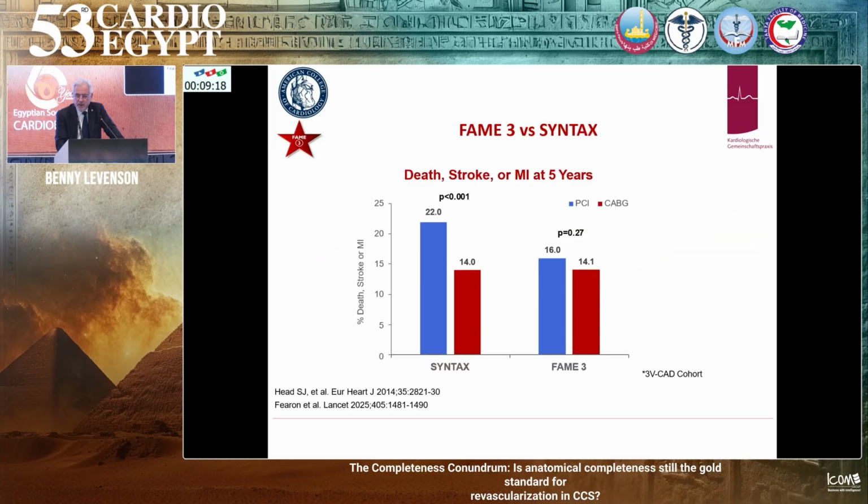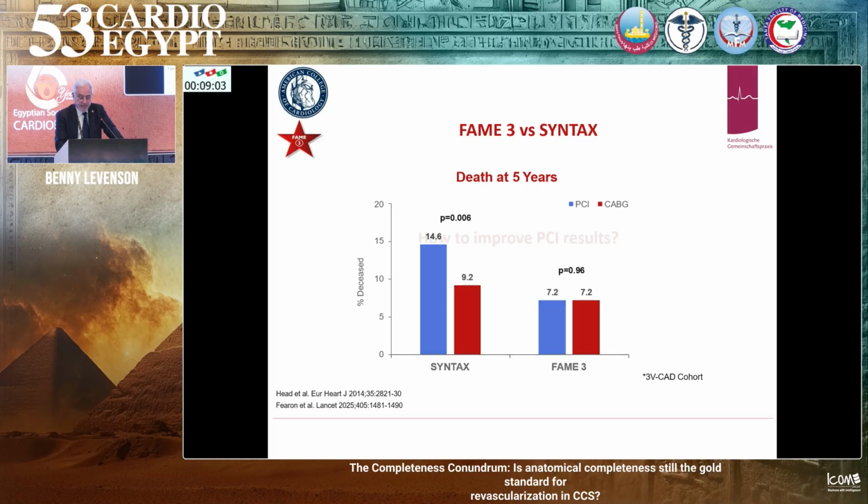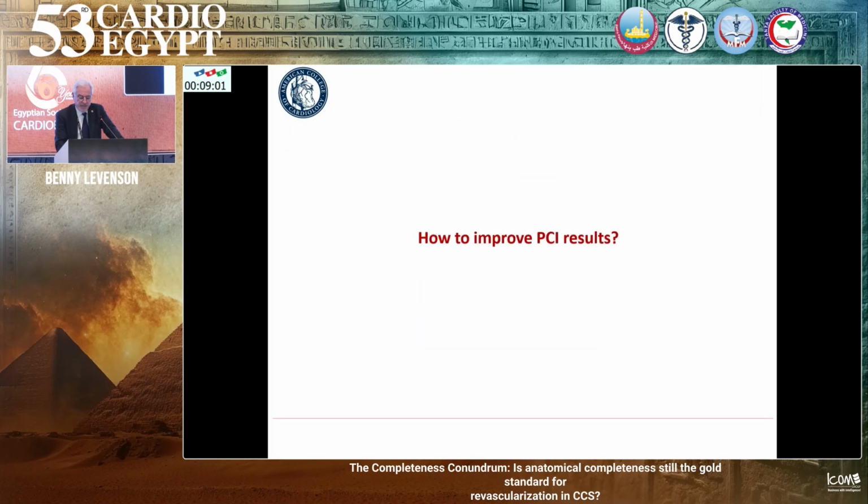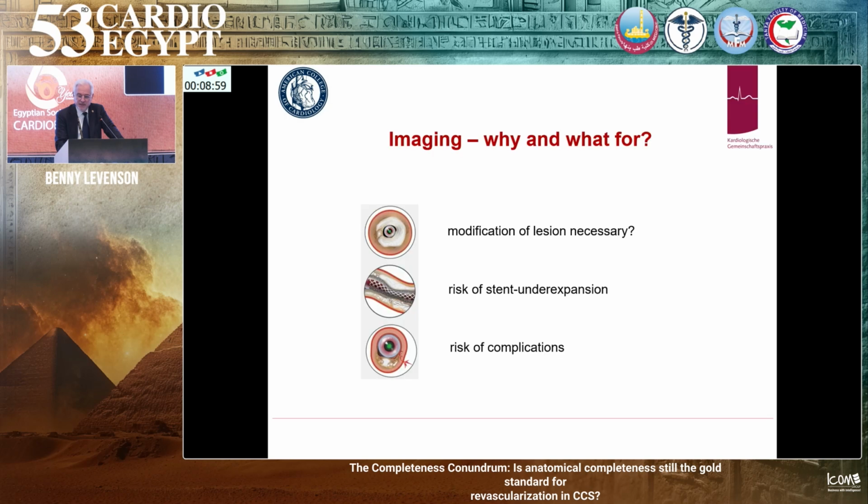So why are we doing PCIs? Now you have the comparison between FAME 3 and SYNTAX. Death, strokes, and myocardial infarction at 5 years. The PCI cohort is doing worse than the CABG cohort. And I'm an interventional cardiologist. So how can we improve PCI results?